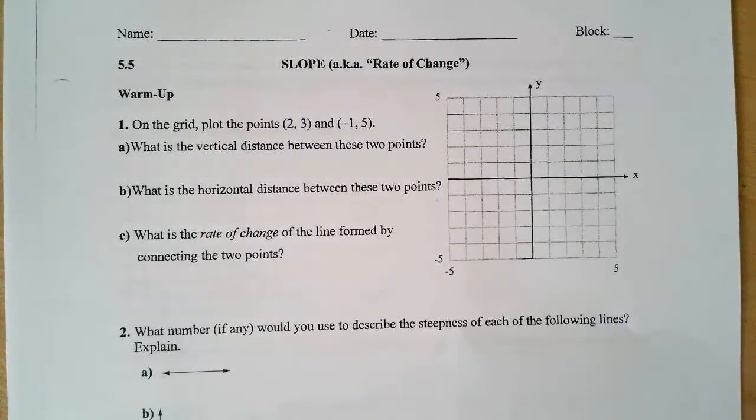5.5, section slope. This section is called slope, and we're just going to talk about rate of change and how to calculate the slope. What's a negative slope? What's a positive slope? What's a zero slope? And what's an undefined slope?